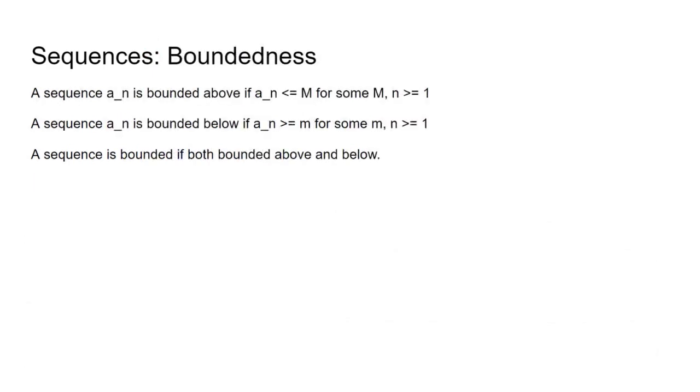Boundedness. If it's bounded above, there is some number m for which every term of the sequence is less than that number. You can just find it, just say, oh, well, every term is less than 2 or whatever. Same thing for lower bound, bounded below. If every term in the sequence is greater than some little m, then it's bounded below. A sequence that is both bounded above and below is considered bounded.